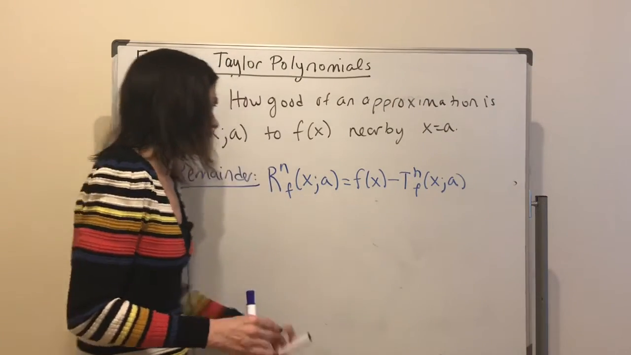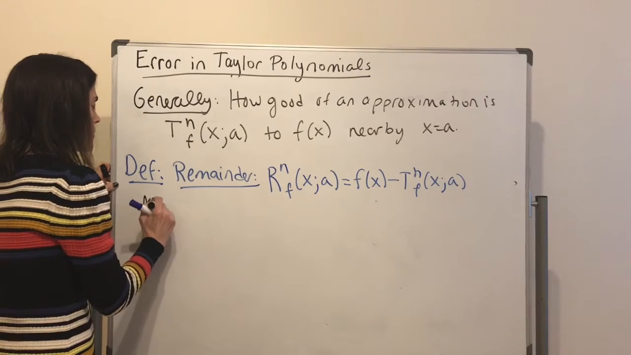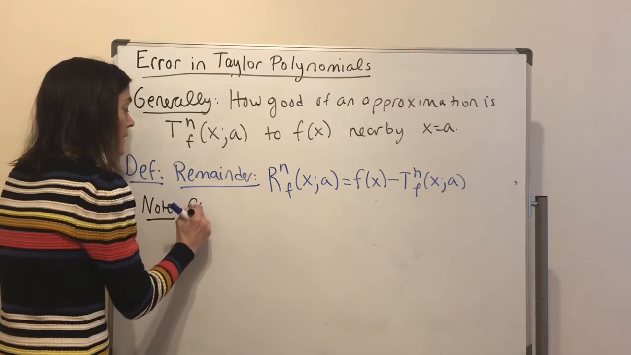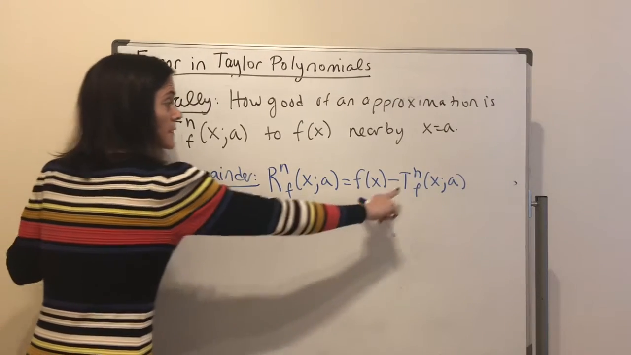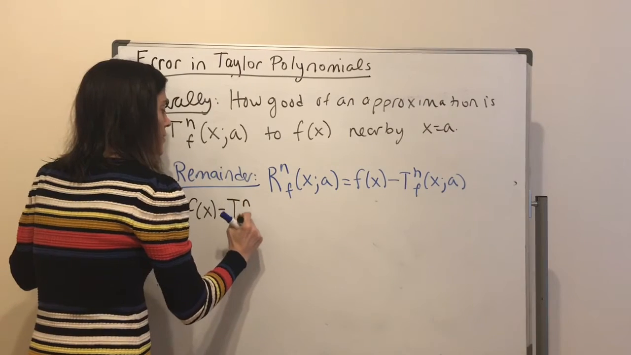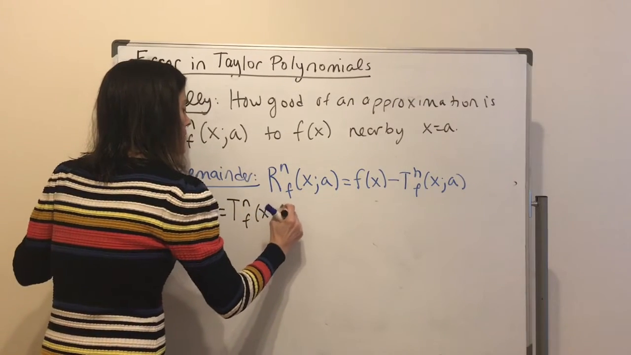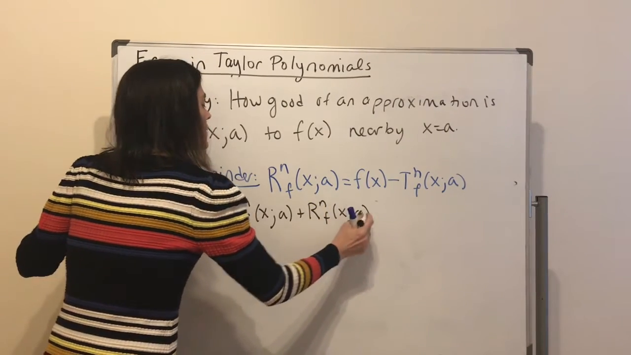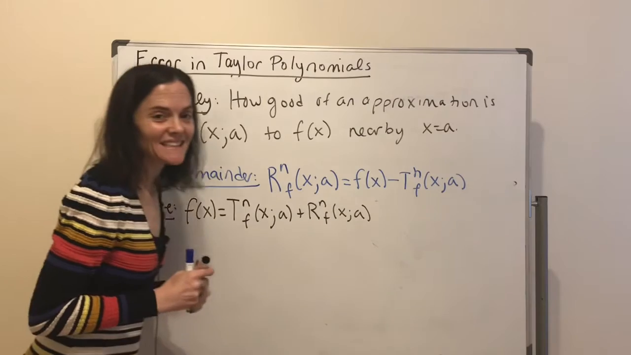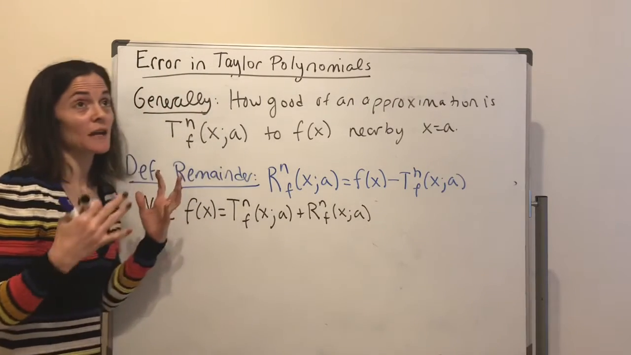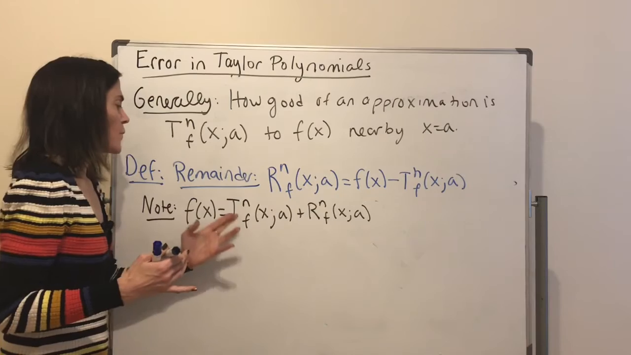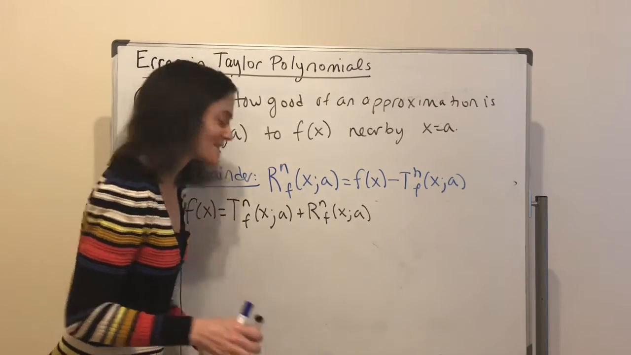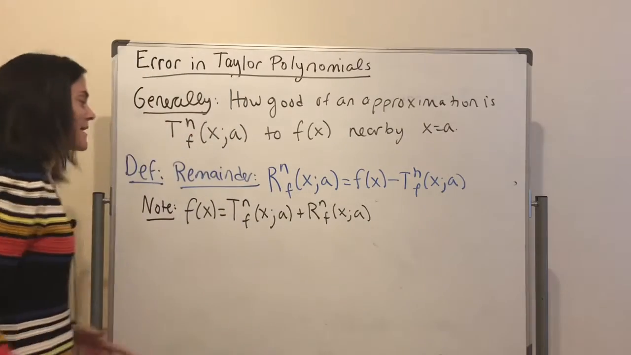Now a comment here, before I go any further, is you could also write it this way, that the function itself is, let's just add, it's the Taylor polynomial plus the remainder. And this will come up a little bit in the next video. I'm just going to talk a little bit about the idea of when the Taylor series actually equals the function, and it has to do with this remainder term, but that's for next time.